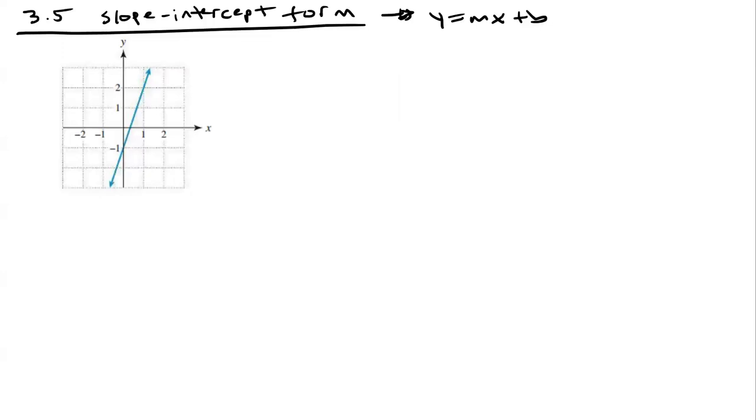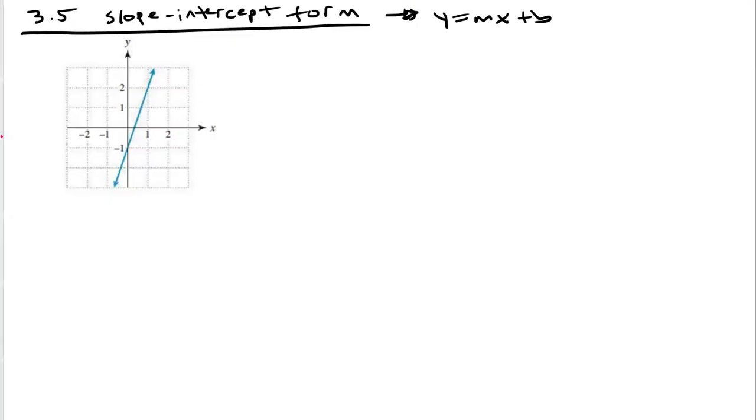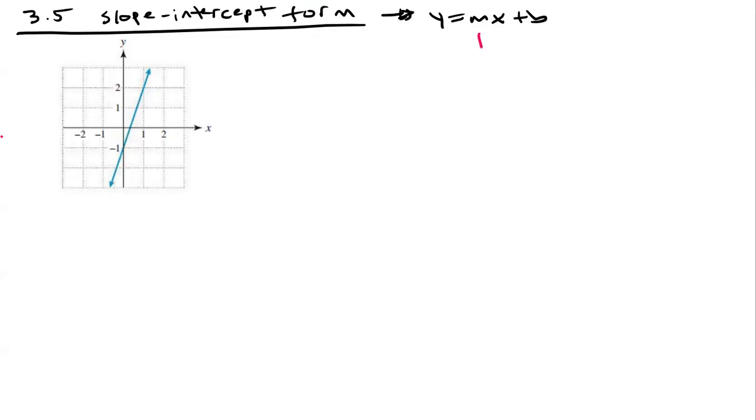Okay, so let's use the graph to our advantage. Remember, m represents the slope. All right, so m represents the slope. And then what does the b represent again? Y-intercept. Good. Right? So that's the y-intercept.